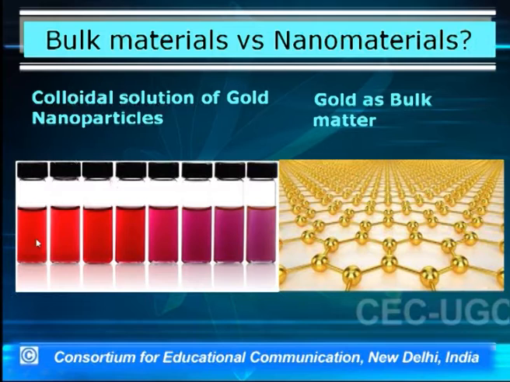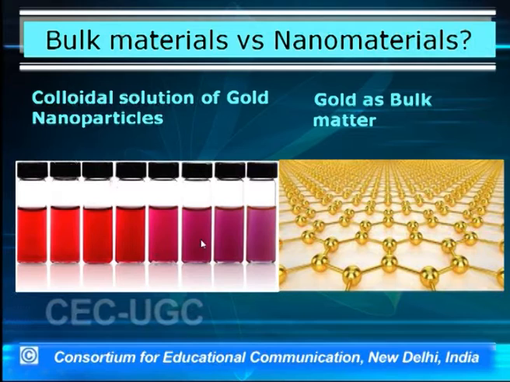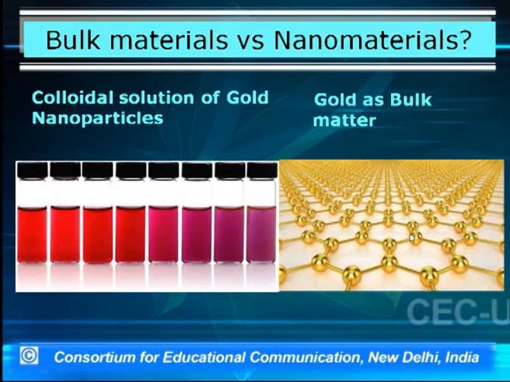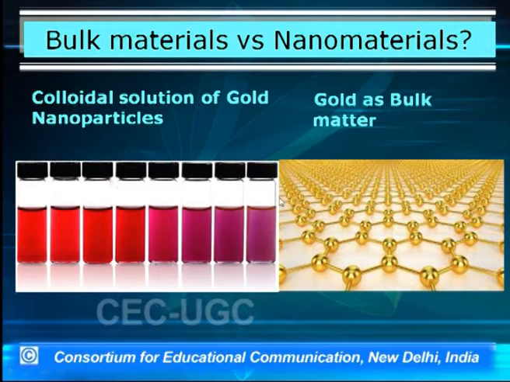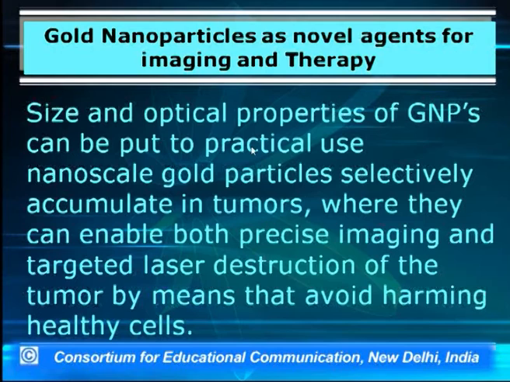This effect we can observe, have a look at this colloidal solution of gold nanoparticles. You can see there are different shades of red, and thereafter different shades of violet. So gold, which looks yellow in bulk, would appear red or violet when we make a colloidal solution of gold nanoparticles at different diameters within the nanoscale of 1 to 100 nanometers. So the size and optical properties of gold nanoparticles can be put to practical use. Nanoscale gold particles selectively accumulate in tumors, where they can enable both precise imaging and targeted laser destruction of the tumor, avoiding harm to healthy cells.